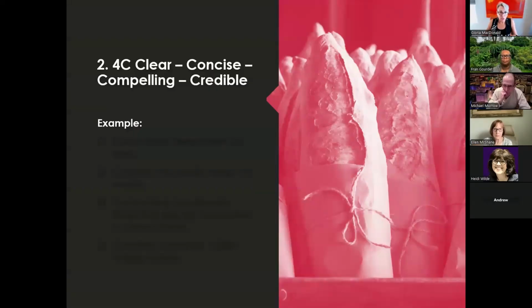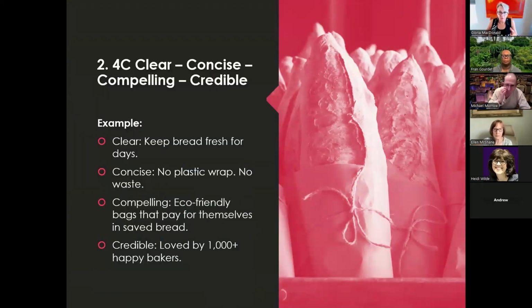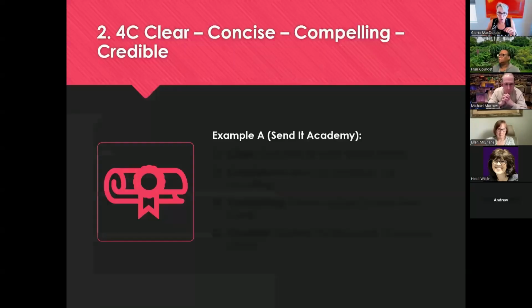So let's give you an example of, this is a bread bag that I'm selling on my Shopify store to keep bread fresh. So keep bread fresh for days. That's clear, right? That's basically the attention grabber, the hook. And then no plastic wrap, no waste. That's super concise, compelling, eco-friendly bags that pay for themselves in saved bread. And then the credible part, loved by 1,000 plus happy bakers. So you can see there are 4 different sentences there. That's your social media post.